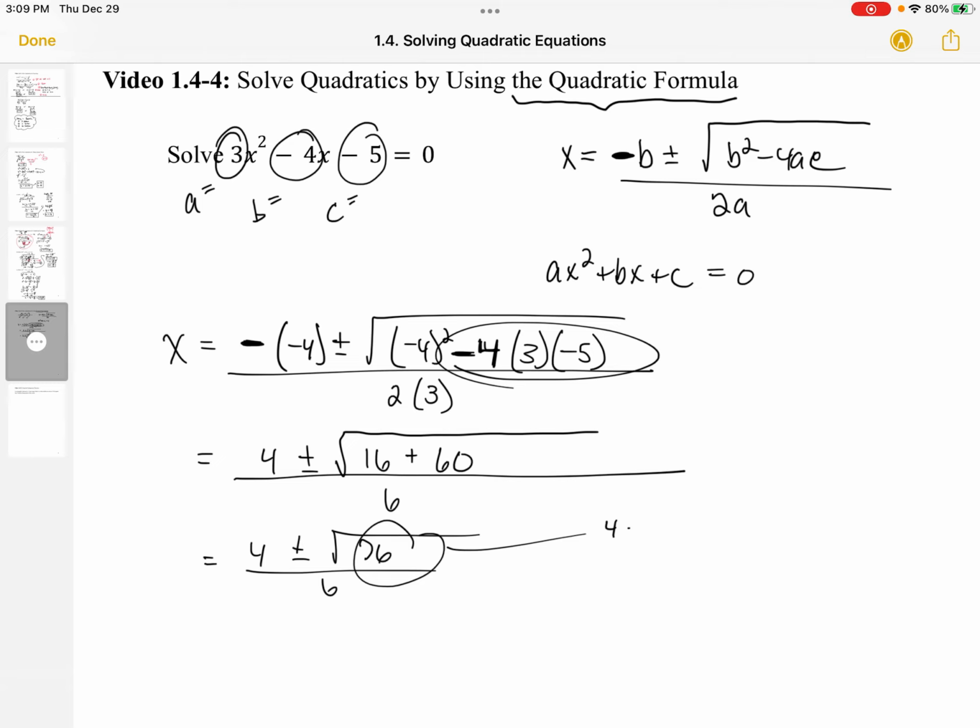1 time, 3 with 9 left over. So 4 times 19 is 76. Which means I can simplify the square root of 76 as 2, because the square root of 4 is 2, square root of 19. So this will be 4 plus or minus 2 square root of 19 all over 6.